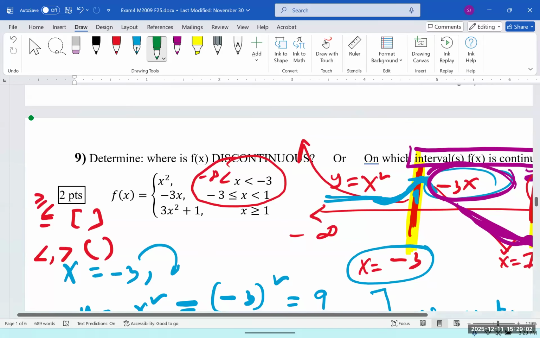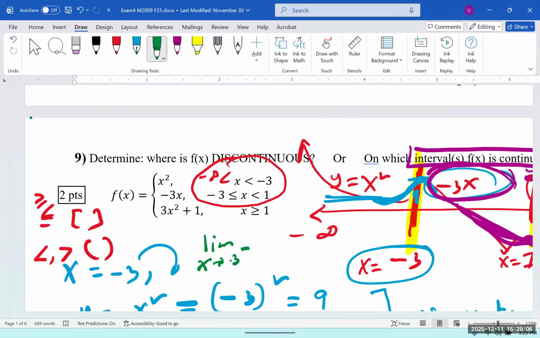Maybe they'll ask you what's the limit as x goes to -3 from the left side. So you're going to see which equation is on the left side of -3. So this is -3 and this is -3. Which of these equations is on the left side of the -3? X squared. So you just substitute -3 and that's the limit. So they ask for one-sided limit in piecewise function.